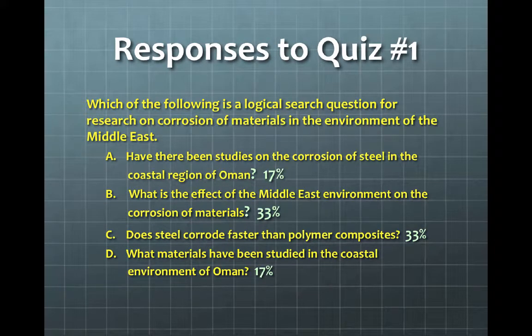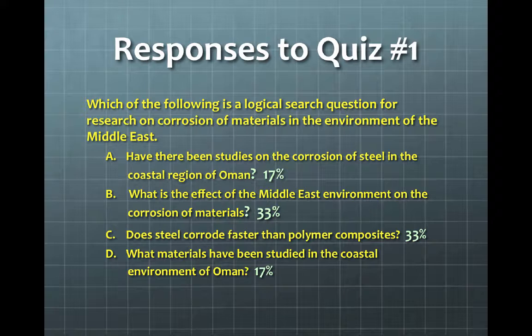Most of the participants felt that B and C were the best answers. B is, what is the effect of the Middle East environment on the corrosion of materials? And C was, does steel corrode faster than polymer composites? Okay, so that was where most fell, and then the A and the D answer had a lesser contribution.